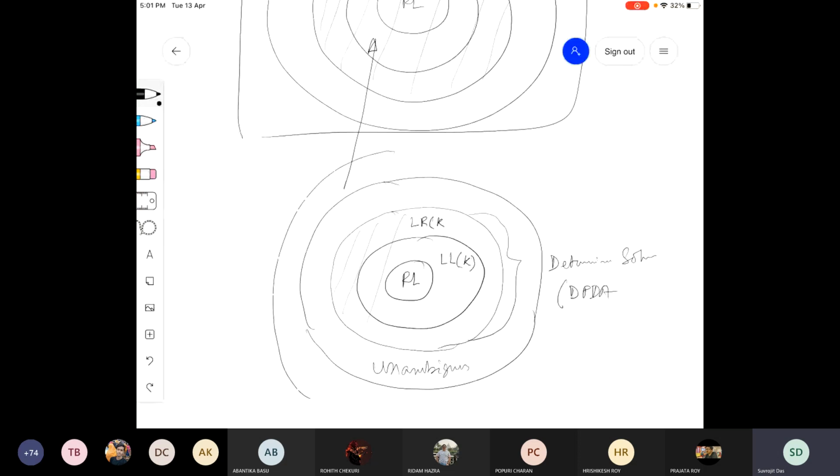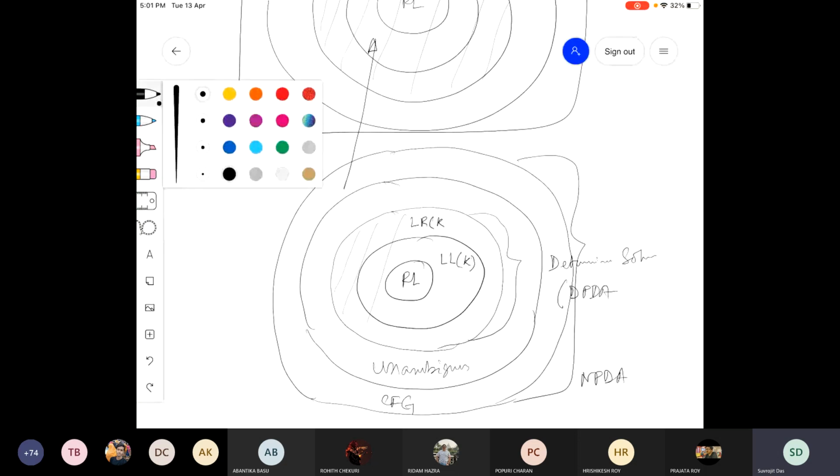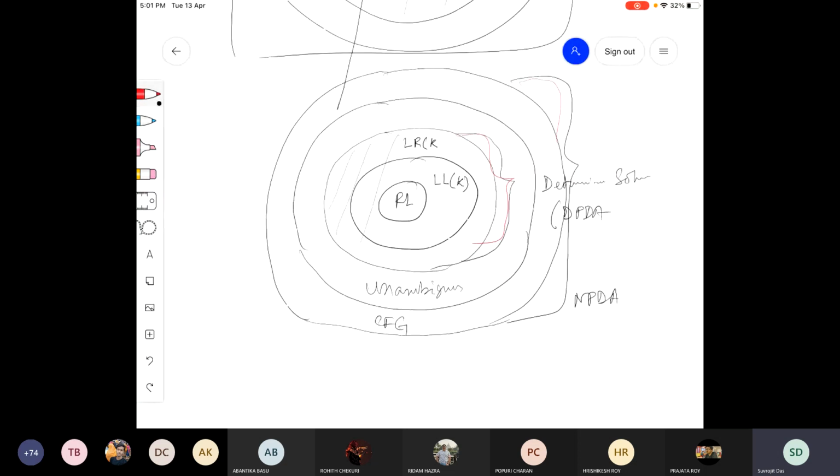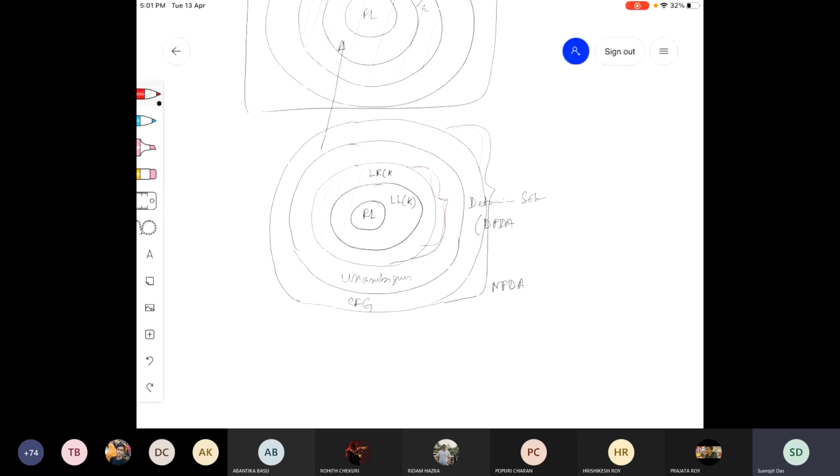and then I can draw the CFG. That means a CFG can be ambiguous also, right? And here we had defined non-deterministic. So from this hierarchy itself, it is quite obvious that the deterministic push down automata is less capable than the non-deterministic one.